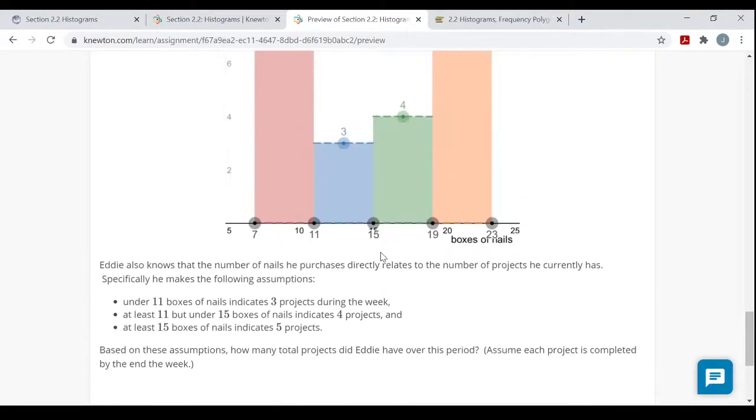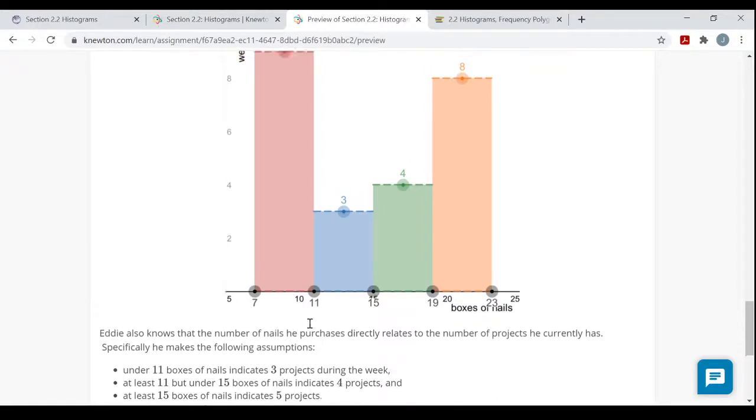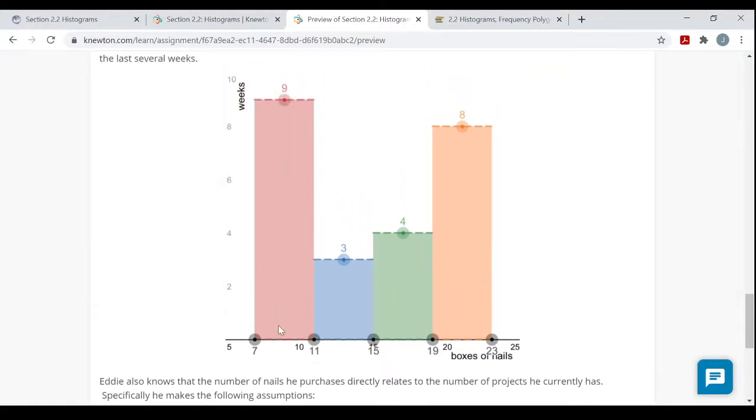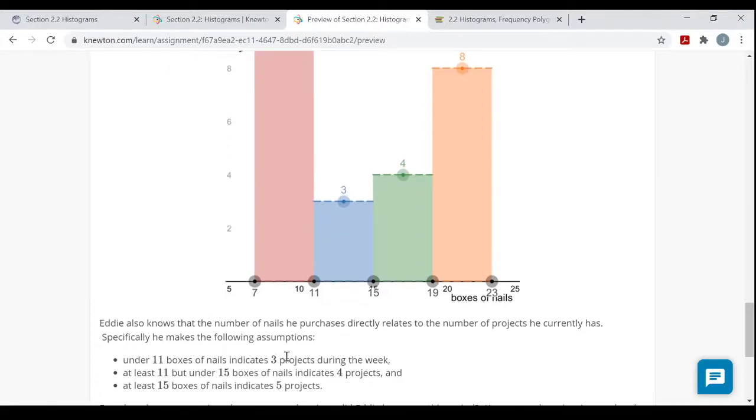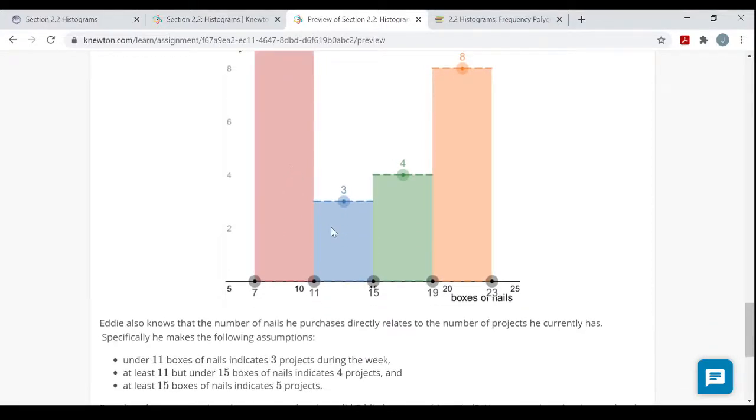All right. So under 11 boxes, that's his first class. 3 projects during the week. So there were 9 weeks where he ordered under 11. So 9 times 3 is 27. All right, so it's 27 there. I'm just going to say these out loud. So 27 projects there in those 9 weeks.